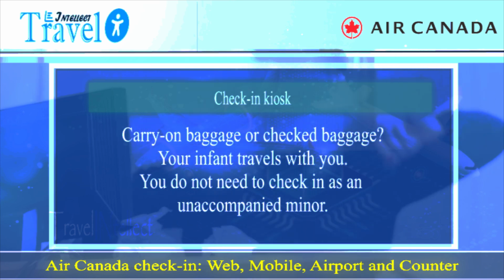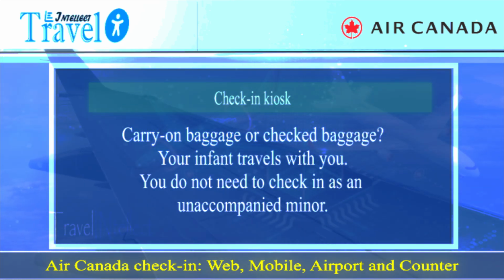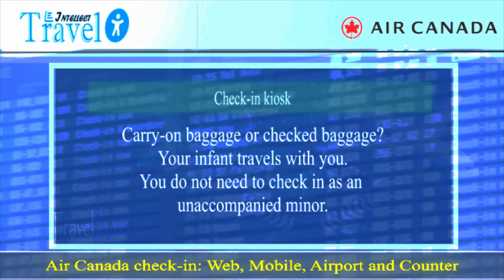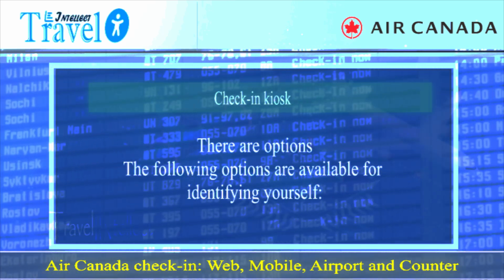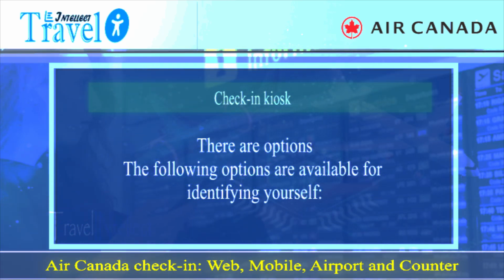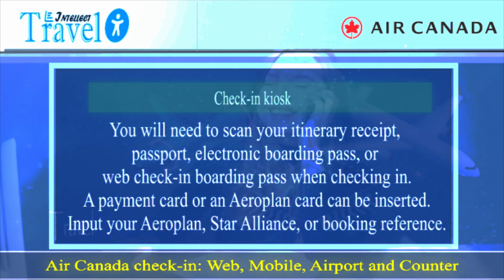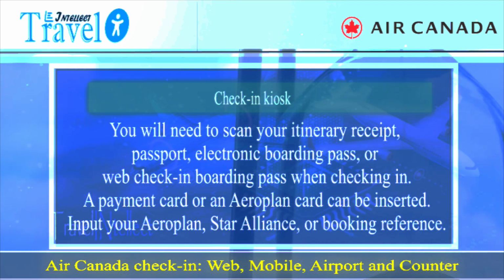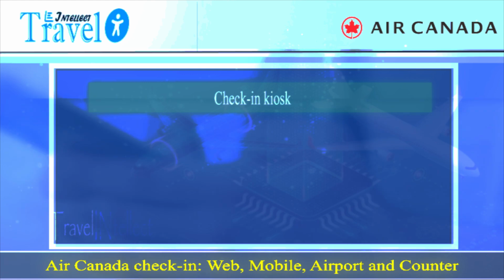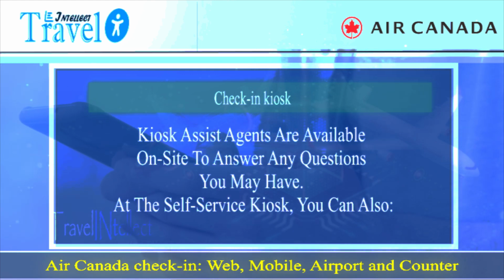Carry-on baggage or checked baggage. Your infant travels with you. You do not need to check in as an unaccompanied minor. There are options. The following options are available for identifying yourself. You will need to scan your itinerary receipt, passport, electronic boarding pass, or web check-in boarding pass when checking in. A payment card or an Aeroplan card can be inserted. Input your Aeroplan, Star Alliance, or booking reference. Kiosk assist agents are available on-site to answer any questions you may have.